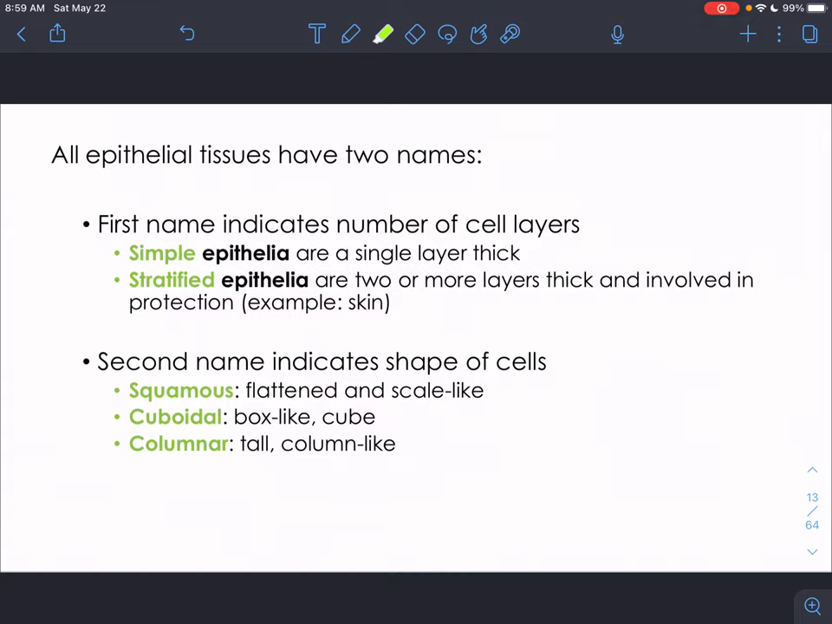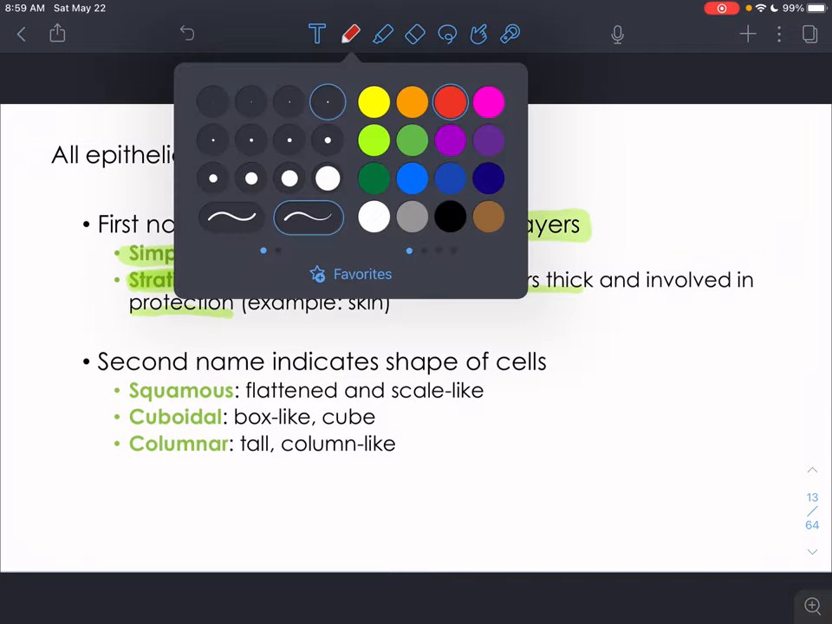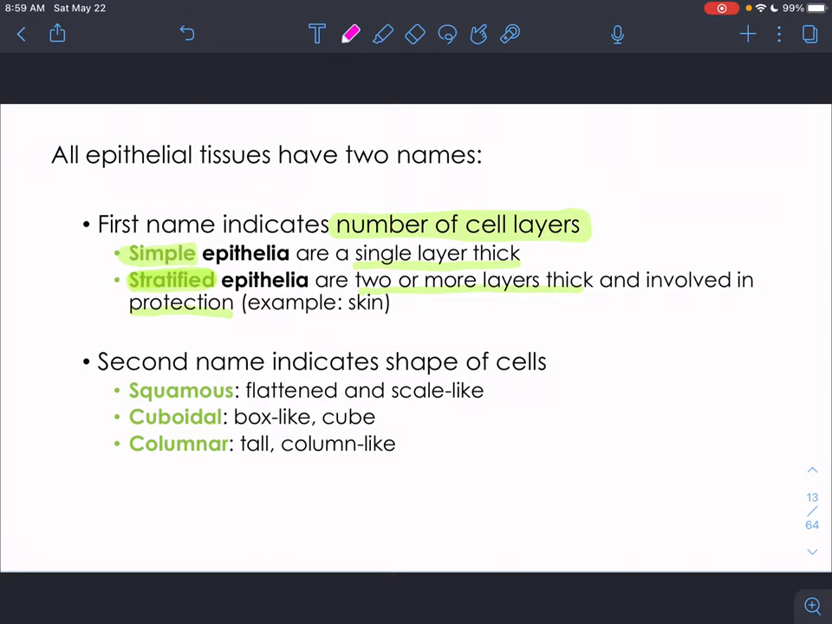Now getting into actually naming and looking at the epithelial tissue. Okay, so epithelial tissues have a two-part name. The first part of the name indicates the number of cell layers. Okay, so a simple epithelial is just a single layer thick, whereas stratified epithelial is two or more layers thick. Okay, and we talk about the function of these tissues. Anytime you see something stratified, you know the function of it is to protect. Okay, so we have, I'll show you on the next slide actually.